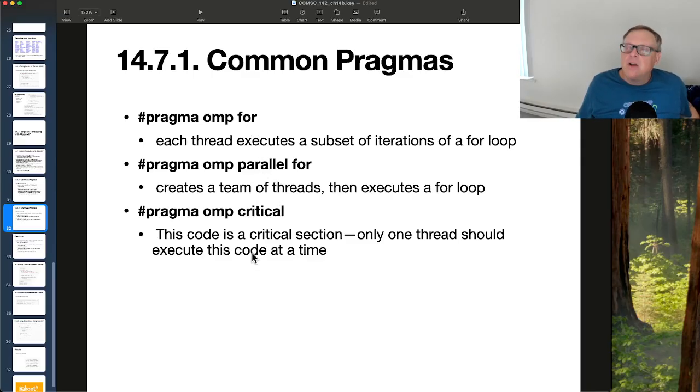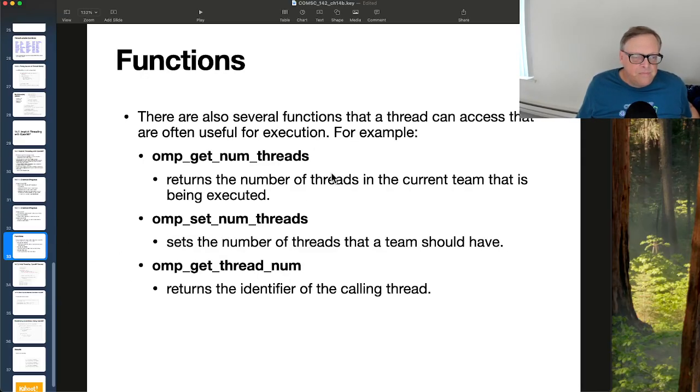So this is much friendlier for the programmer. And there are useful functions. Here's a function that will get the number of threads. Here's ones that will set the number of threads. Here's one that will get the thread number of the currently running thread.